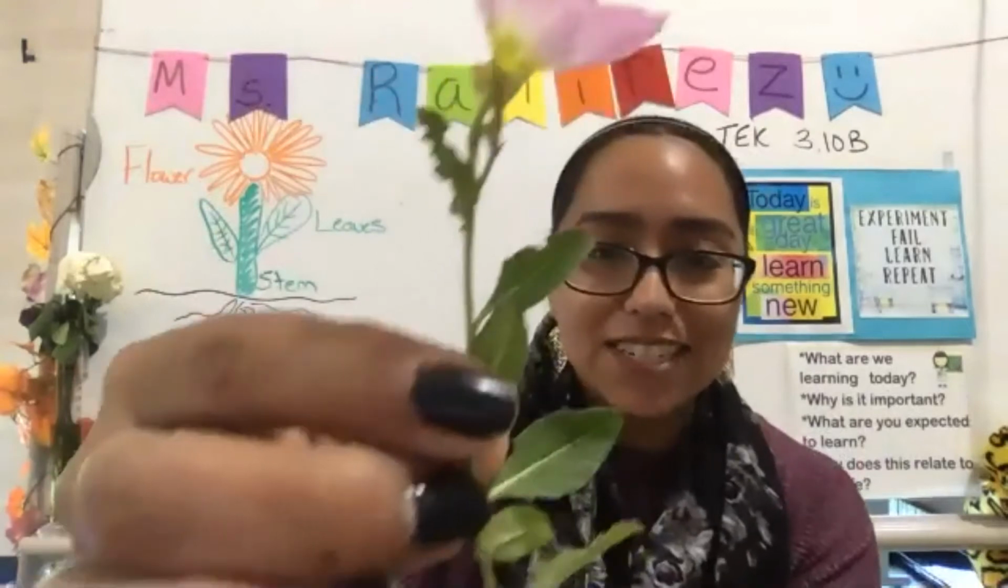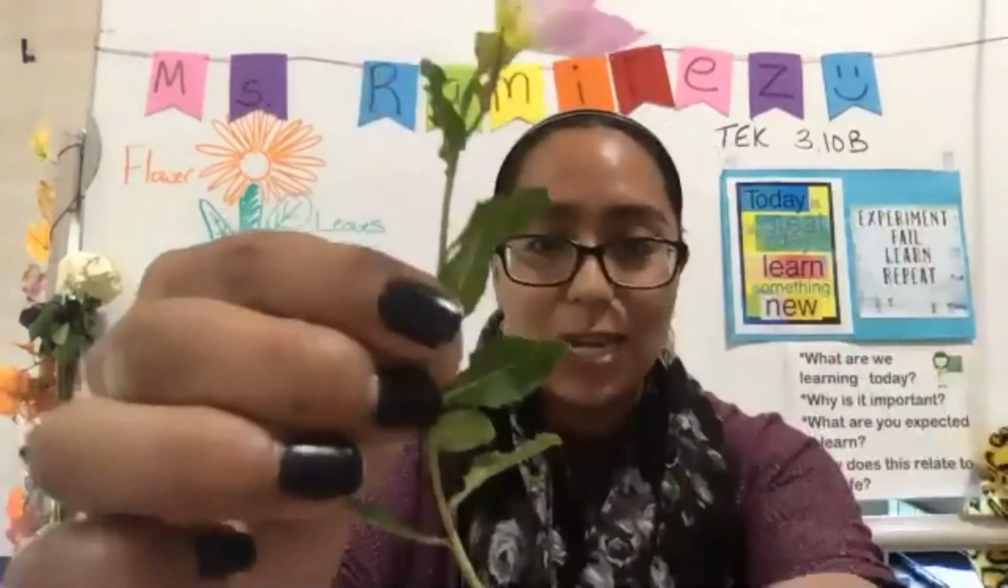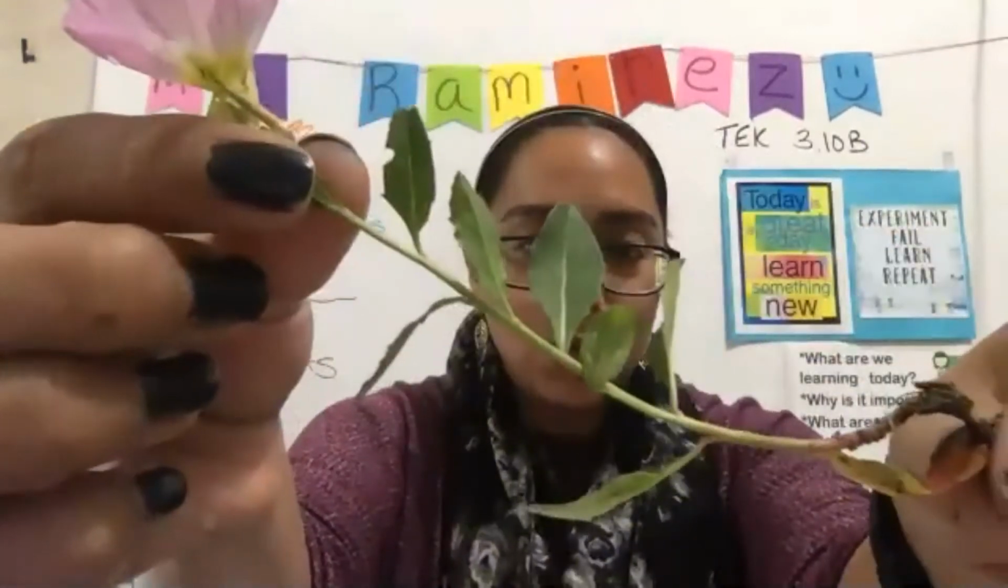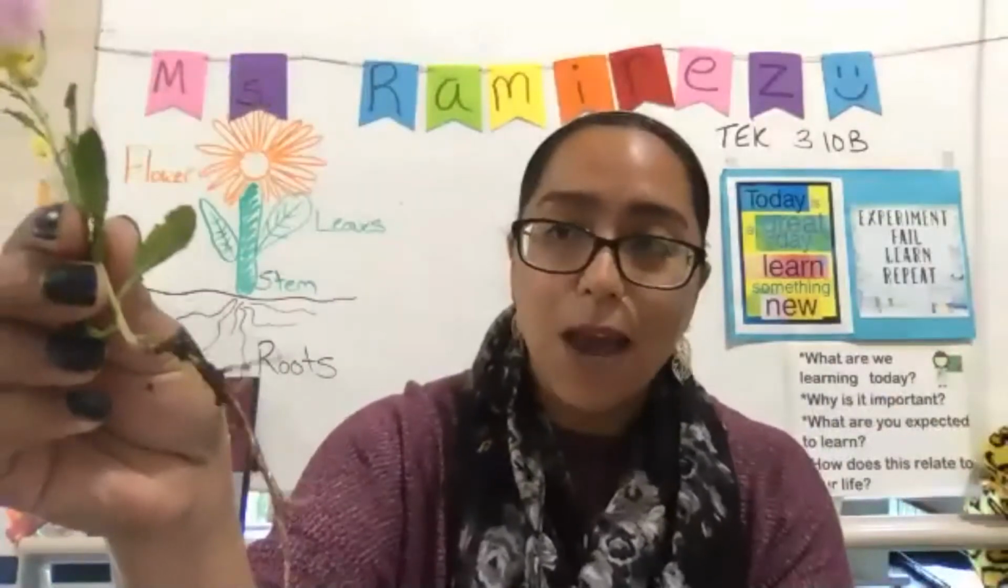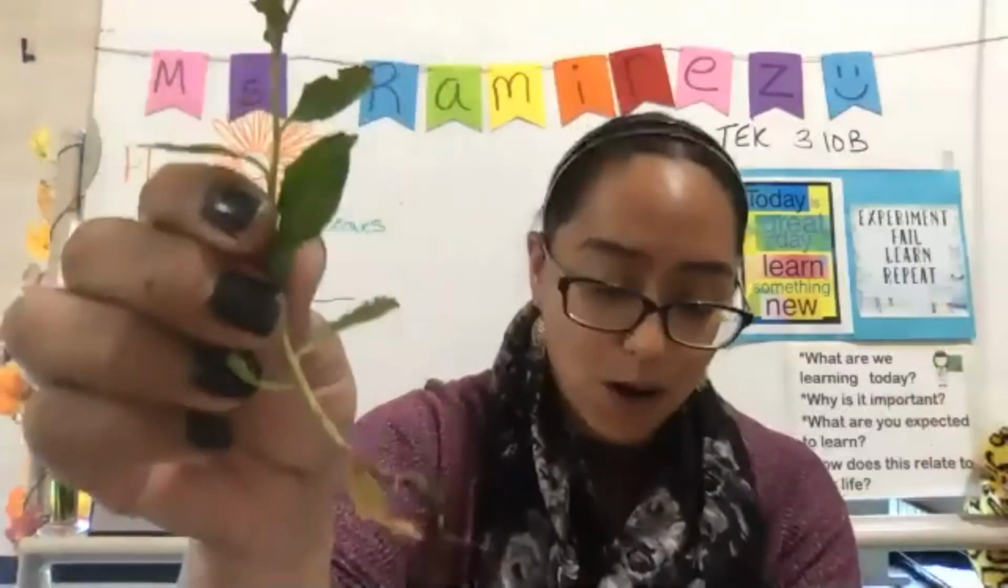The flowers attach to that nice green long stem, and attached to the stem are all those green leaves. And then of course we have the root. So be thinking about what is the function or job of each of these plant parts. And we're going to talk about that in our presentation later on.